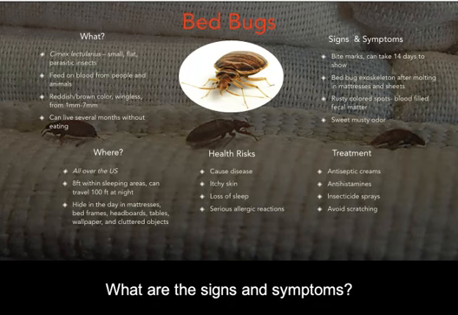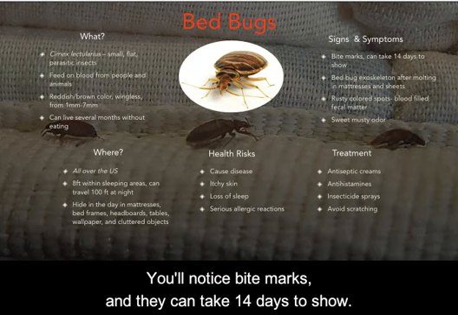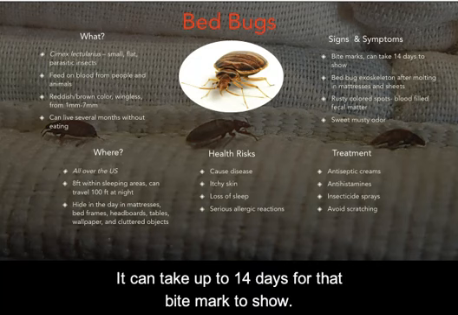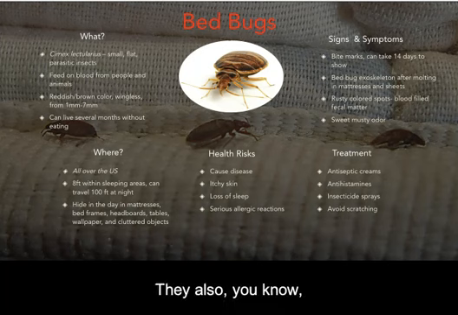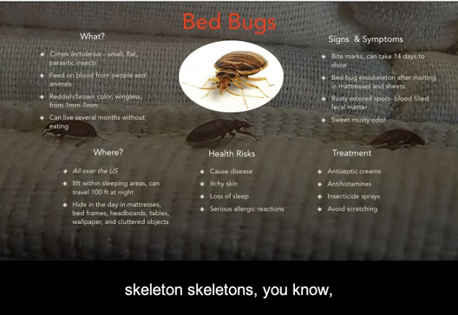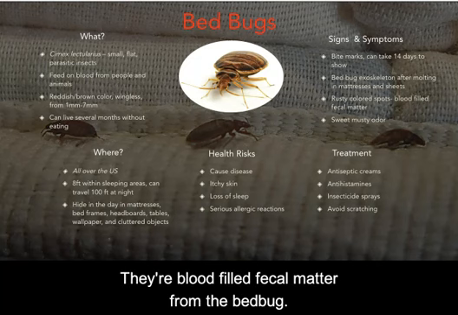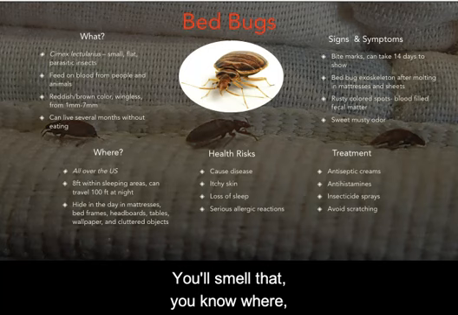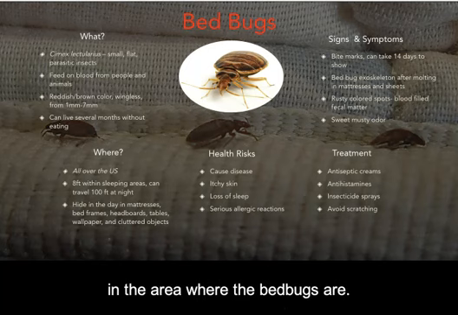What are the signs and symptoms? You'll notice bite marks, and they can take 14 days to show. So once you get bitten by a bed bug, it can take up to 14 days for that bite mark to show. Bed bugs also have an exoskeleton. After molting, you'll see these little skeletons in your mattresses and sheets. Rusty colored spots are blood-filled fecal matter from the bed bug. They also have a sweet, musty odor. You'll smell that in the area where the bed bugs are.